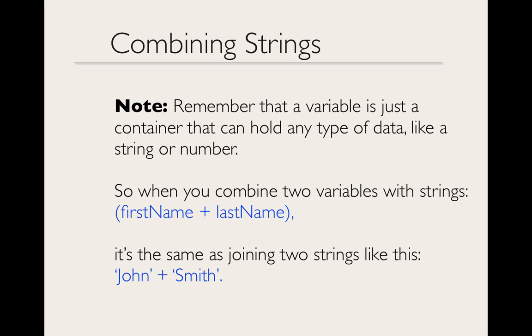Now remember, when you combine strings, a variable is just a container. It can hold any type of data, a string, a number, anything. So when you combine two variables with strings, it's the same as joining two strings like this. Concatenating the variables is exactly the same as adding the literals together, the things in quotes. Totally, completely the same.